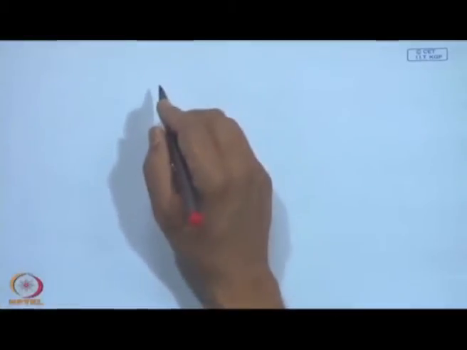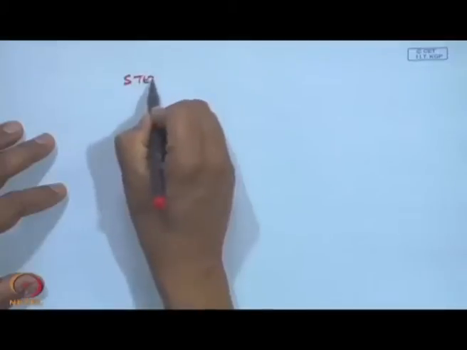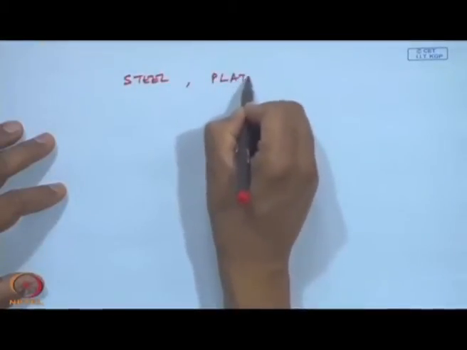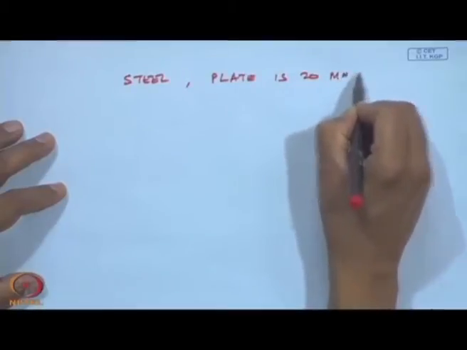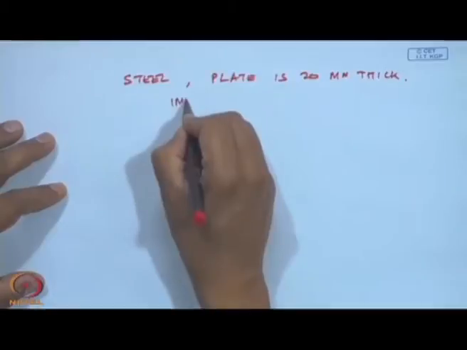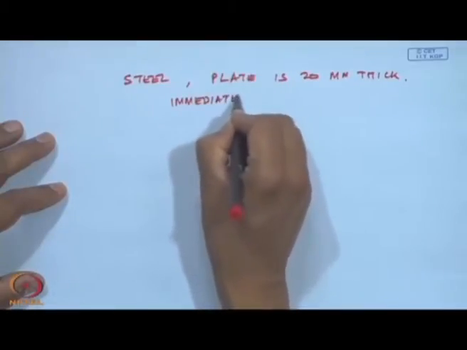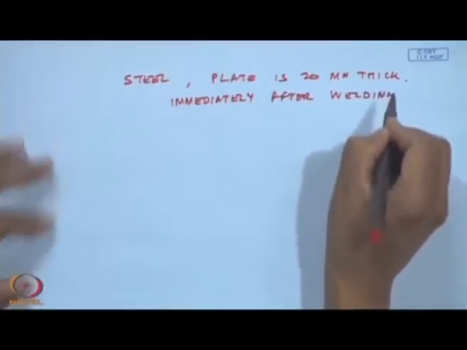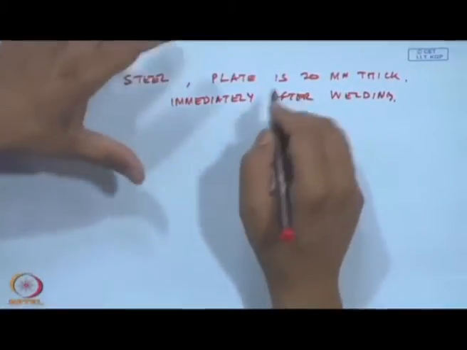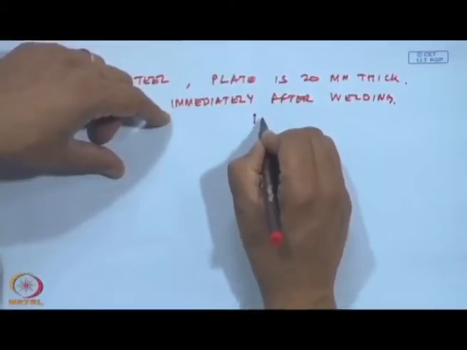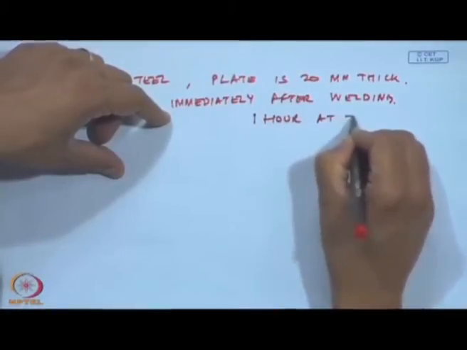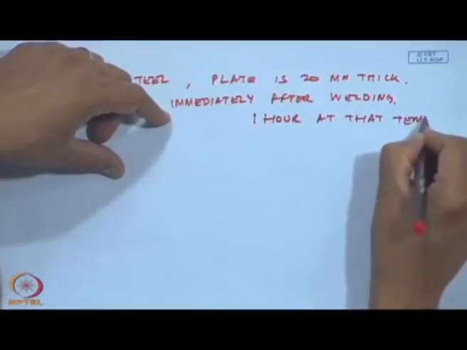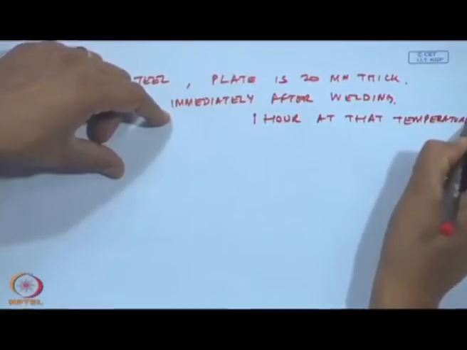And usually I should tell you, when you are welding, you have to go to the melting point temperature. Usually for steel, if a plate is 20 mm thick, immediately after welding, you have to hold that material which has been fused at that weld temperature for about 1 hour. That means you should not cool it suddenly.